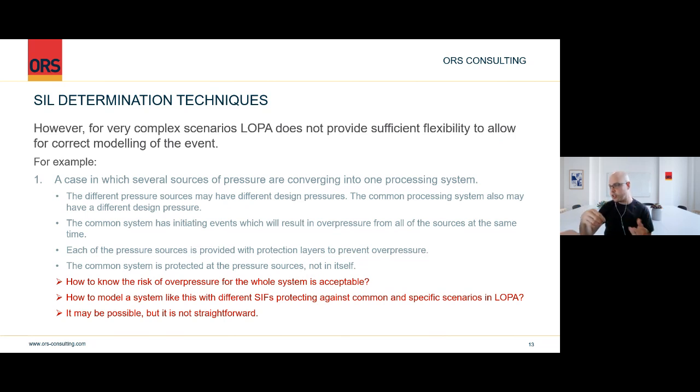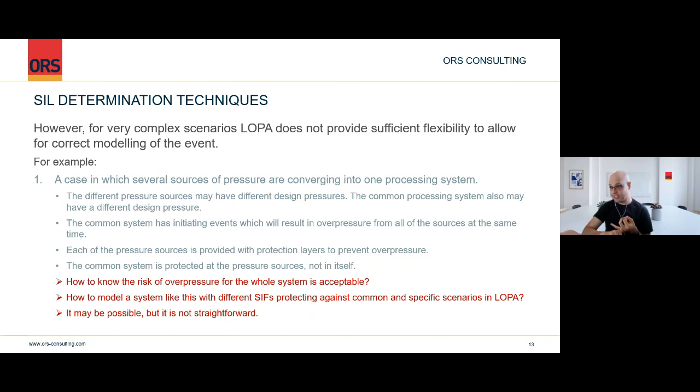However, the common system has initiating events which result in overpressure from any of these multiple sources, right? So if I block that common system, I get overpressure from all of the wells at the same time. Each of the pressure sources, each of the wells, is provided with protection layers to prevent overpressure, right? Each of the wells may have a high pressure trip, and they may have PSVs. In the case I saw, they had PSVs, but it is sometimes not that common to have a PSV coming out of the well.